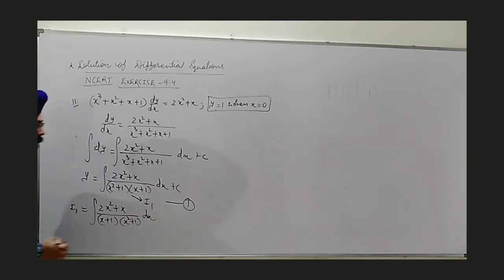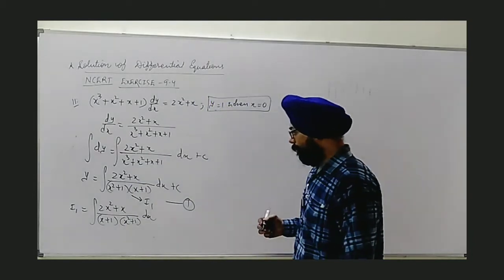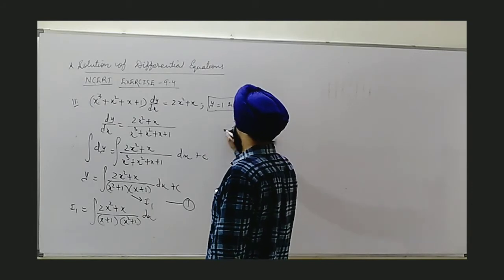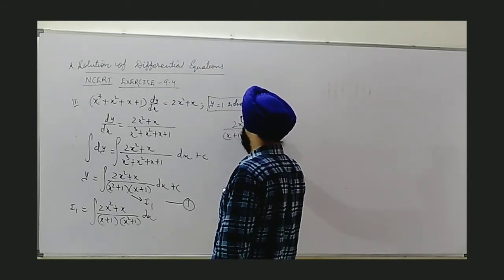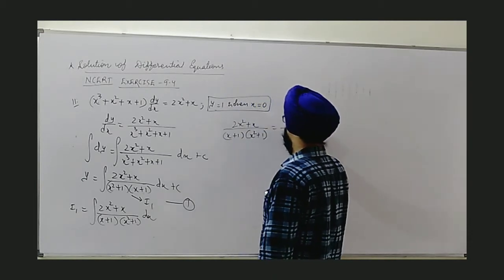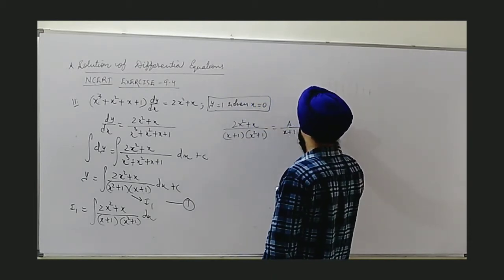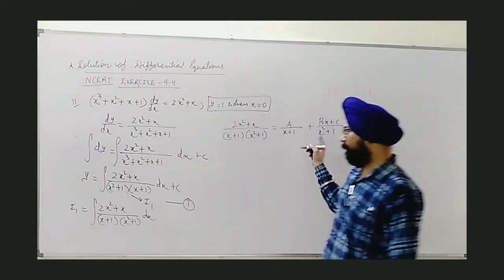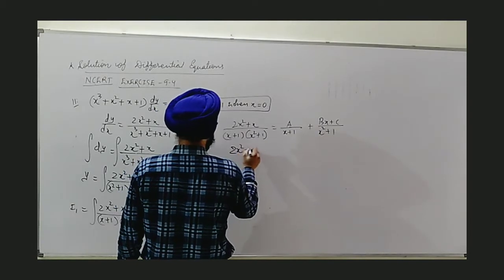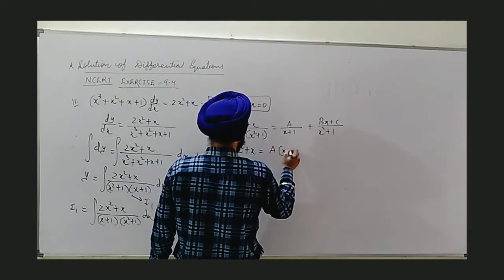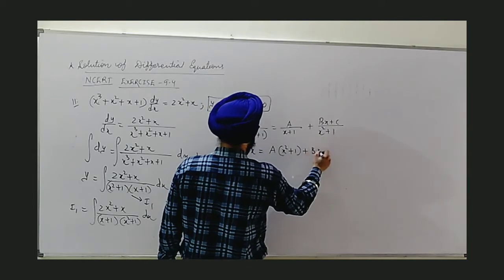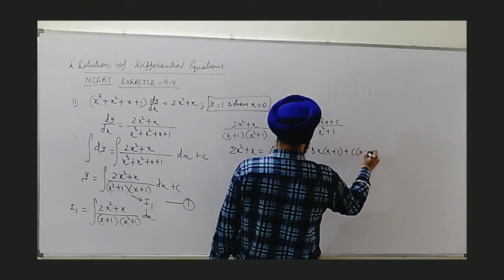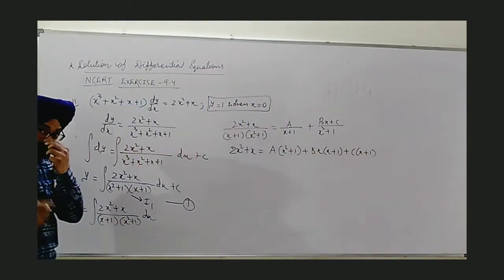Now we will do this by using partial fraction. How? 2x square plus x upon x plus 1 times x square plus 1. This can be written as a upon x plus 1 plus bx plus c upon x square plus 1. This denominator is multiplied right inside in each term. So we get 2x square plus x equal to a times x square plus 1, plus bx times x plus 1, plus c times x plus 1. Okay, I hope you got it, you remember.